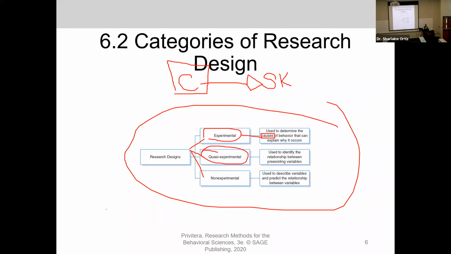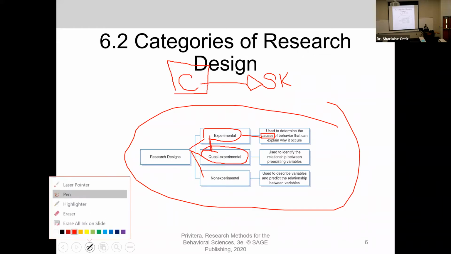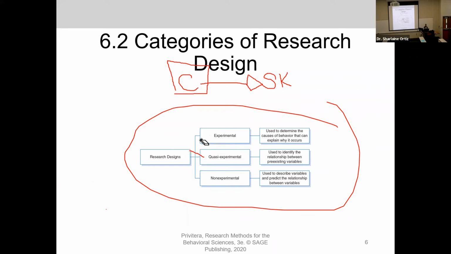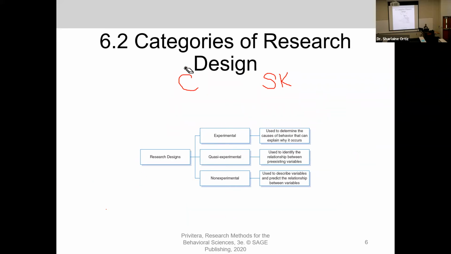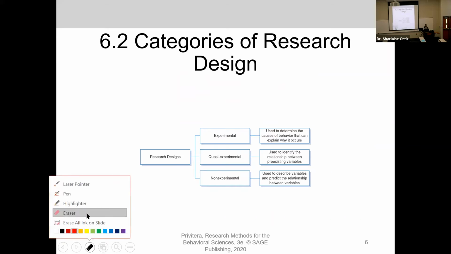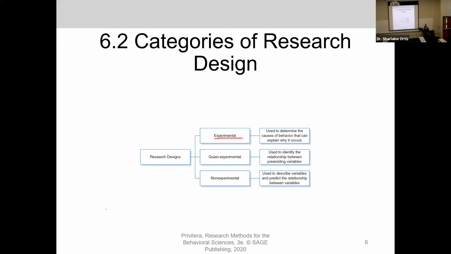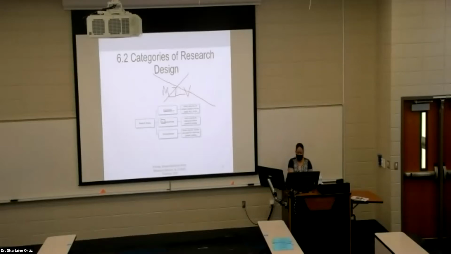Notice that these two are very similar. They truly are. The process is the same. Variables tend to look the same. The main difference, if you don't learn anything else from the quasi-experimental approach, is that in an experiment, I can manipulate that independent variable. In a quasi-experiment, I cannot. I cannot manipulate that independent variable. And I'm going to give you an example.